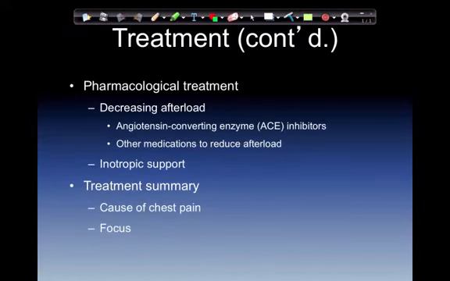Pharmacological treatment, decreasing afterload. We can use things like ACE inhibitors if we have them. Generally not the oral tablets. There's a captopril dosing that is IV that we can use. Angiotensin converting enzyme inhibitors stop the conversion from angiotensin 1 to angiotensin 2. If we don't get angiotensin 2, we don't get vascular constriction. So very simply on that, we decrease the amount of afterload that the heart must work against.